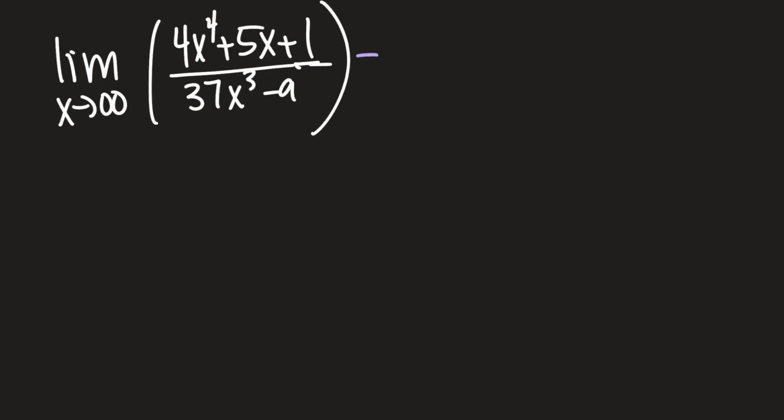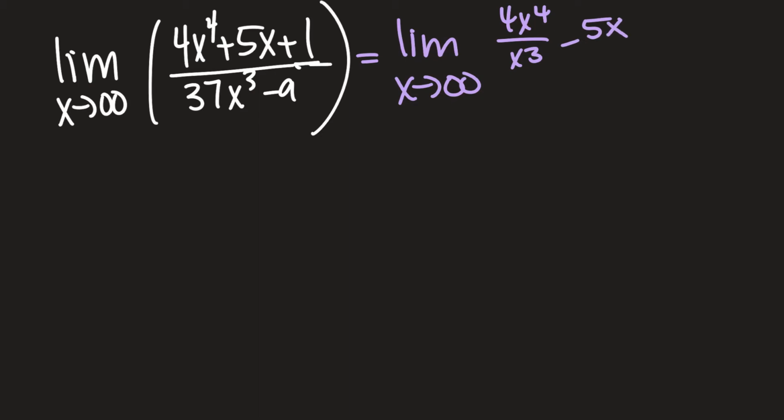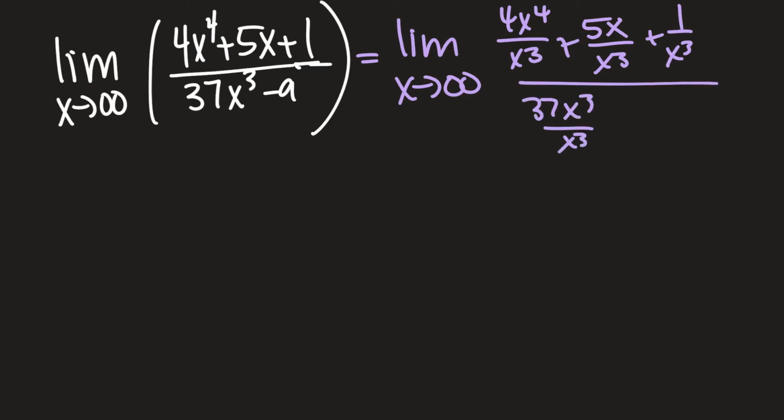So now there are ways that you can double check this, just using straight up algebra. But remember, we're going to divide by the highest power in the denominator, which in this case is x cubed. So we have 4x to the 4th over x cubed plus 5x over x cubed plus 1 over x cubed, all over 37x cubed over x cubed minus 9 over x cubed.